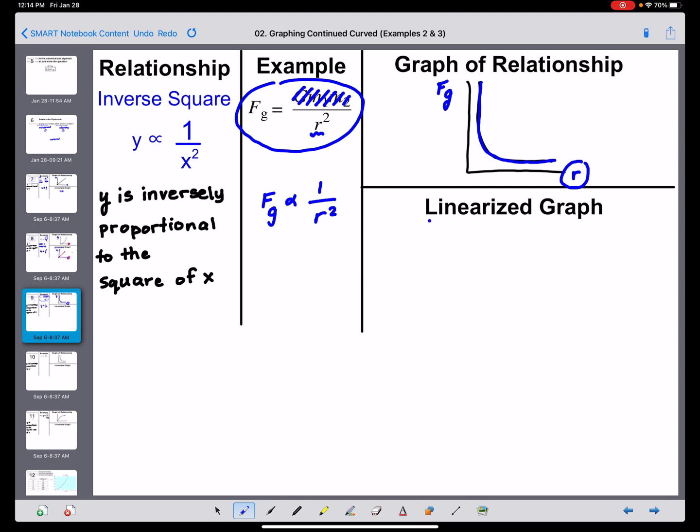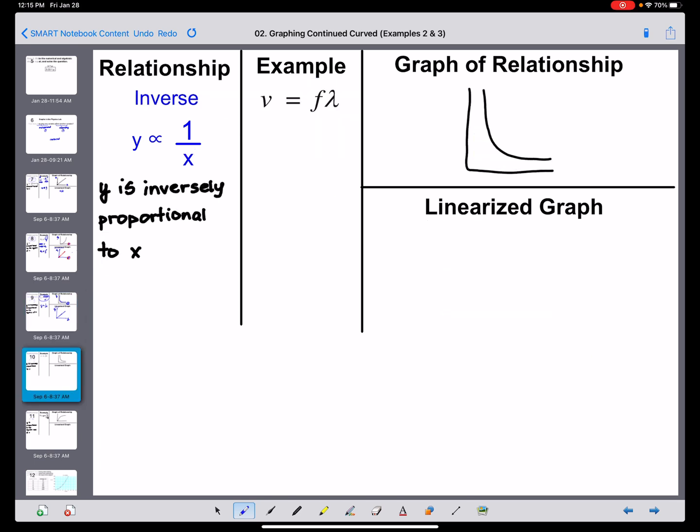But if I want to make the graph linear, or I want to make it a straight line, then I have to change what I graph. So I'm going to put fg still on the y-axis, because remember, the y-axis isn't going to change. But then on the x-axis, I'm going to copy what's in the formula. So in the formula, r was on the bottom of a fraction, and it was also squared. So this time I'm going to put 1 over r squared there, and you would see if you had data to graph that, if you graph this, you would get a straight line.